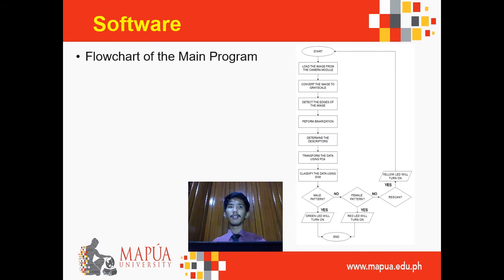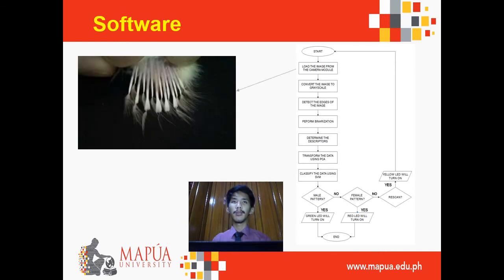Here is the flowchart of the main program. First, we must load the original image. This image is numerically represented as an array. It is in 3 dimensions. The first dimension refers to the width of the image. The second is for the height of the image. And lastly, the third dimension is for the channel of the image.